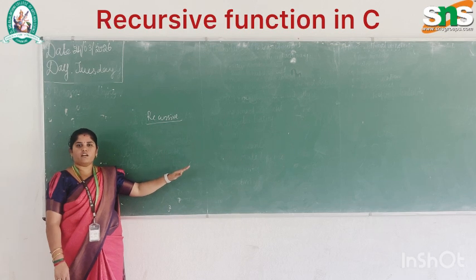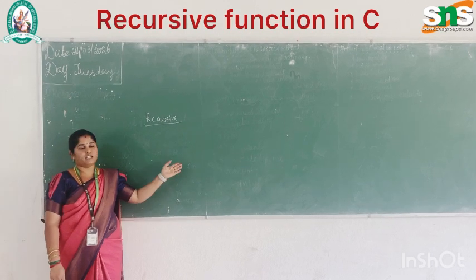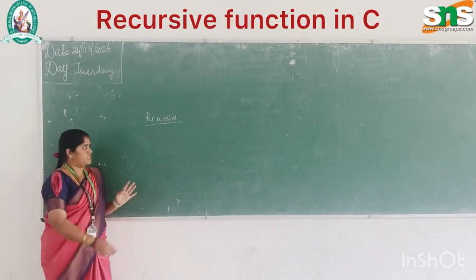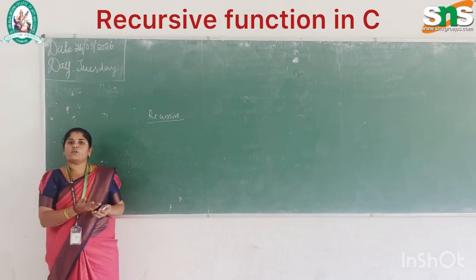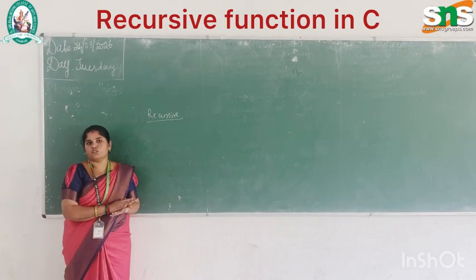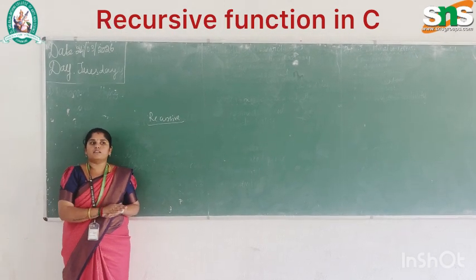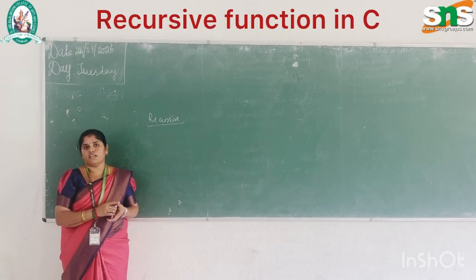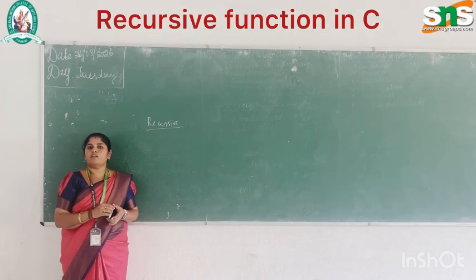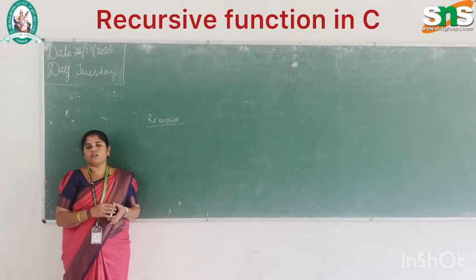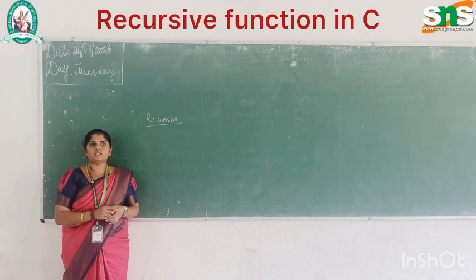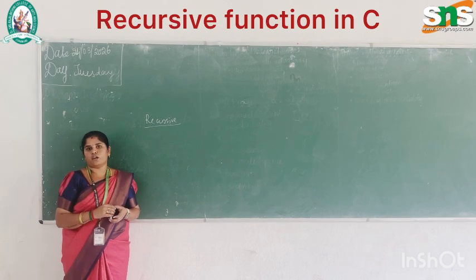A function that calls itself is the definition of recursive. So where are we going to use this kind of recursive function? I am going to take an example. It is applicable in factorial and mathematical problems. It is good for finding the factorial of a given number.